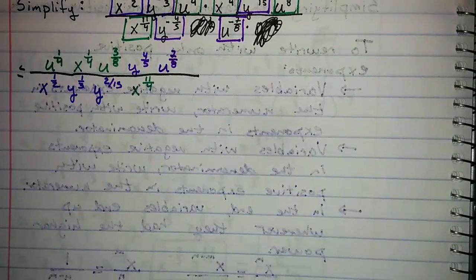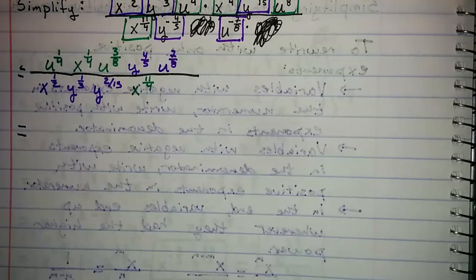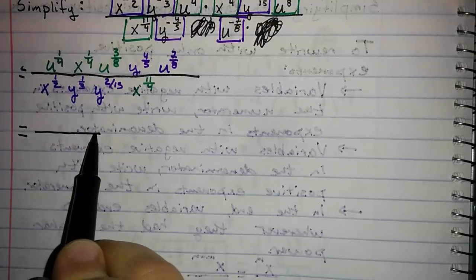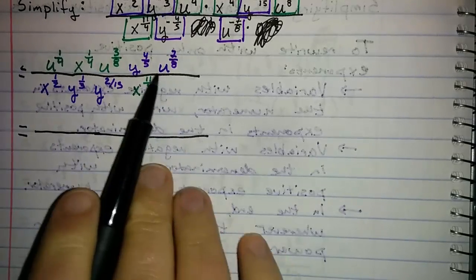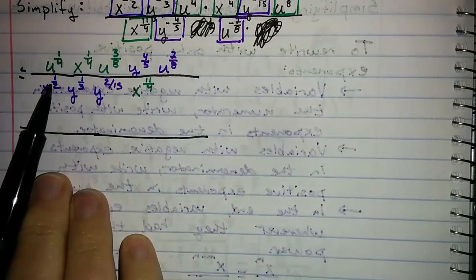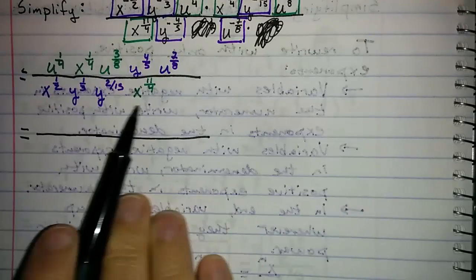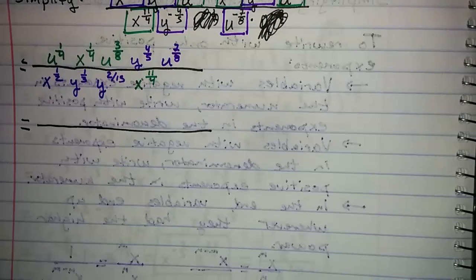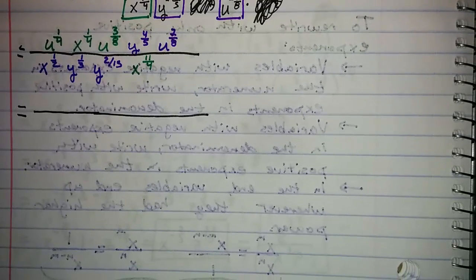Now I'll combine things in the numerator, combine things in the denominator. By the way, I want you to notice something about how I'm writing this. I'm putting my numerator on one line, my denominator on another line, and I'm leaving an empty line in between them. That's so that I'm not writing exponents on top of each other. If I try to write this any smaller or closer together, it's going to be hard to read.